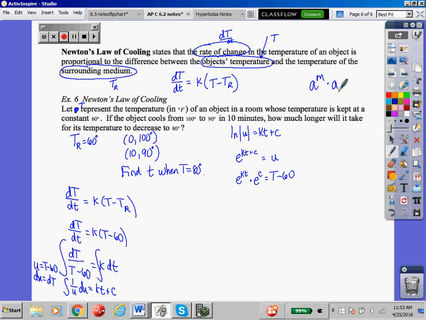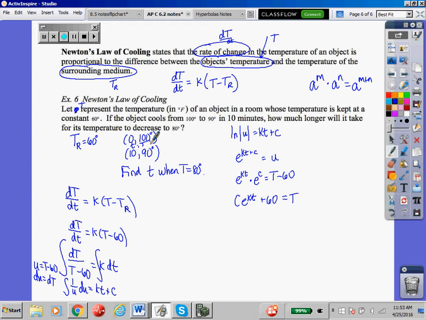A to the m times a to the n is a to the m plus n. So I've got the right side and I'm moving left. E to the c is just some constant, and then I add 60. So I'm getting T equals ce to the kt plus 60. And I have two pieces of information here. I have 0, 100. This is little t, comma, capital T. Okay, it's time, comma, temperature.